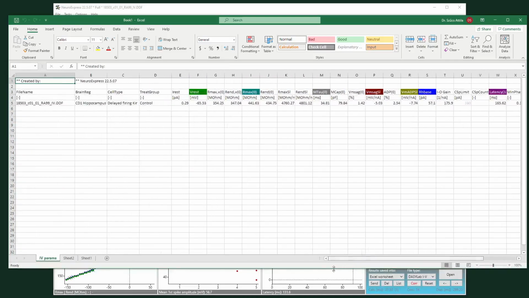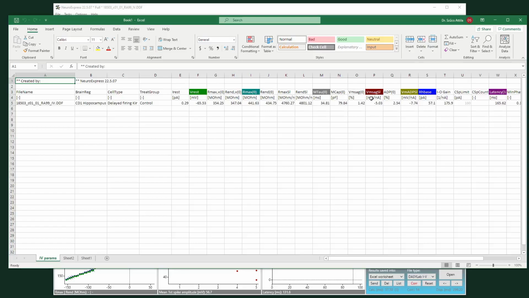So basically, the file name will be shown in the first column, and some metadata that you may want to fill out just to help your sorting of the data and to make the statistical comparison easier. And then you will see all these calculated parameters. For example, the resting current or holding current you applied during the experiment, the resting membrane potential of the cell, that is the average of the baseline points, and there are these calculated parameters for the membrane resistance.